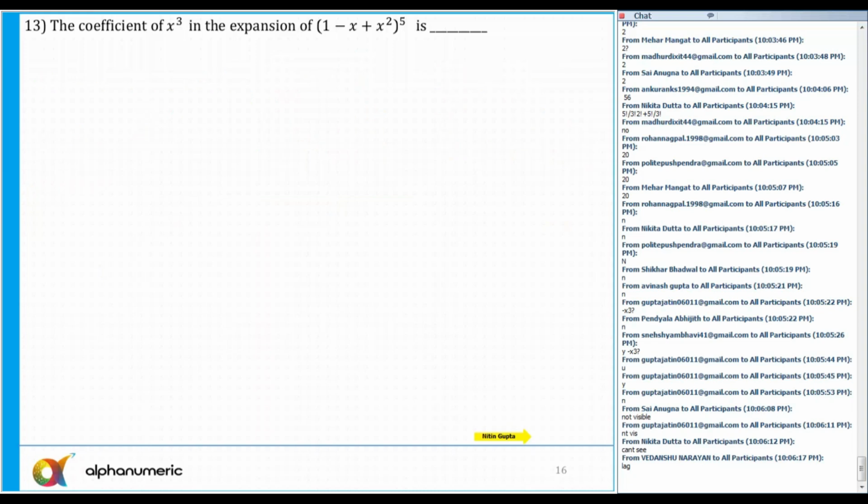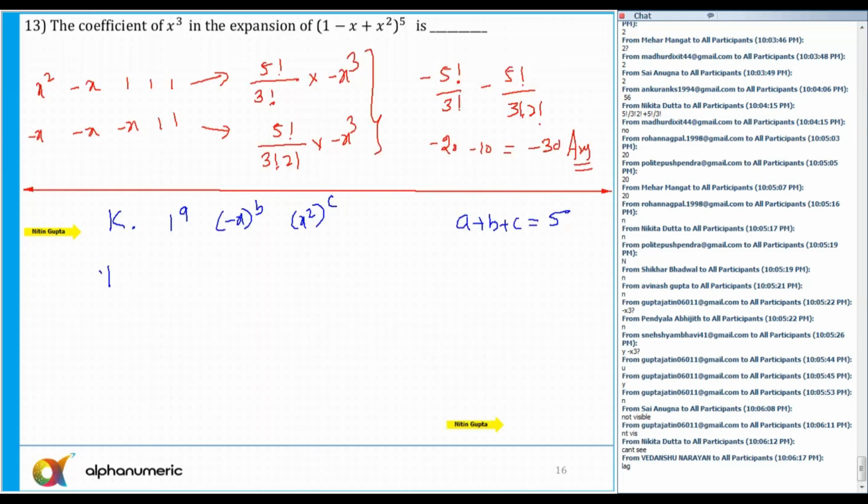So here it says 1 raised to power a into minus x raised to power b into x square raised to power c. So the sum of all the powers must be 5. And if I solve this, the term is k into minus 1 raised to power b, and the rest will all be positive, into x raised to power b plus 2c.